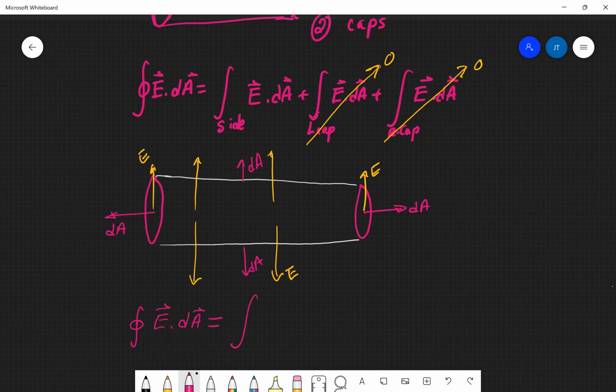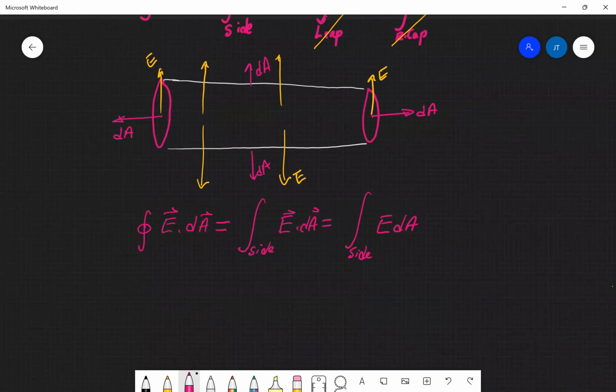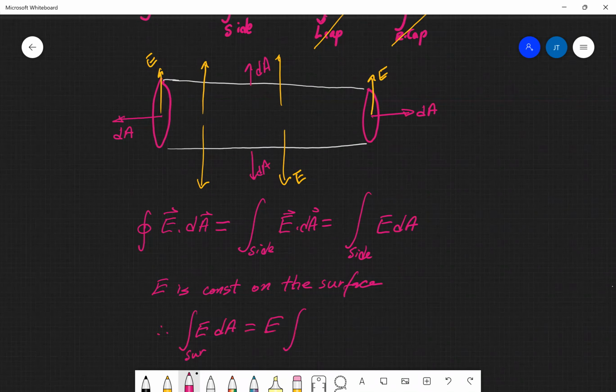What remains is the integral on the side of E dot dA. The dot product changes into a regular product. But E is constant on the surface. Therefore, the integral of E dA on the surface is just E times the integral of dA on the surface.